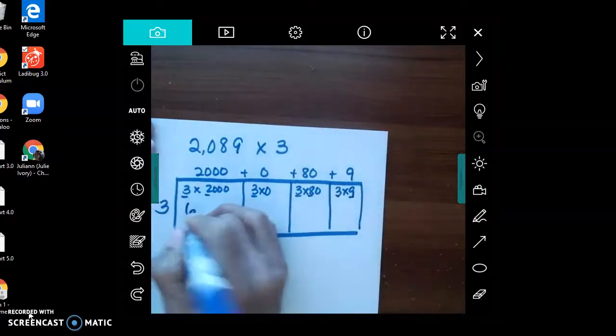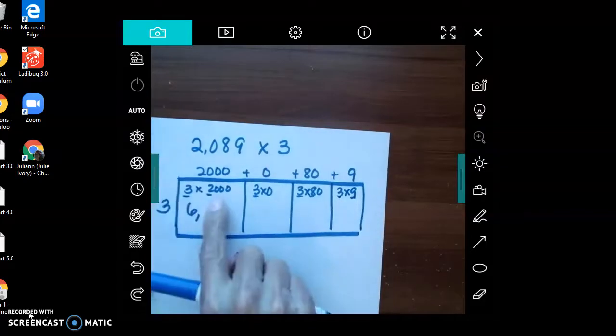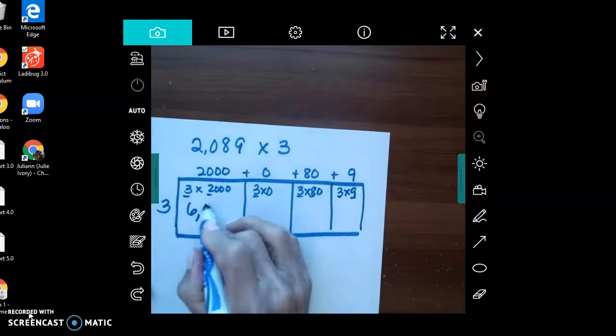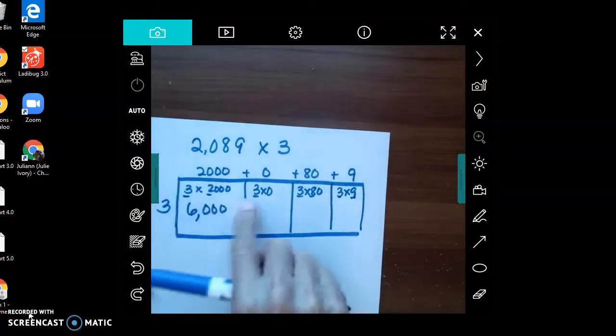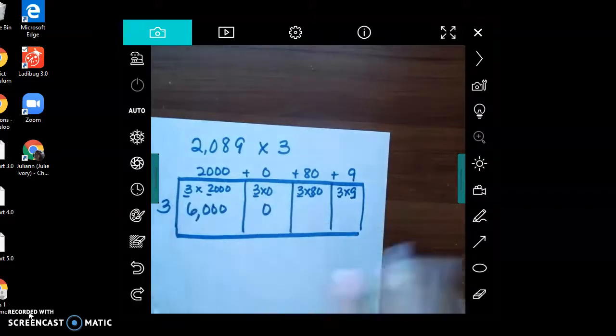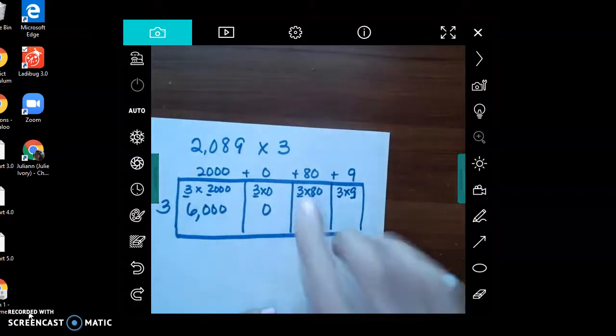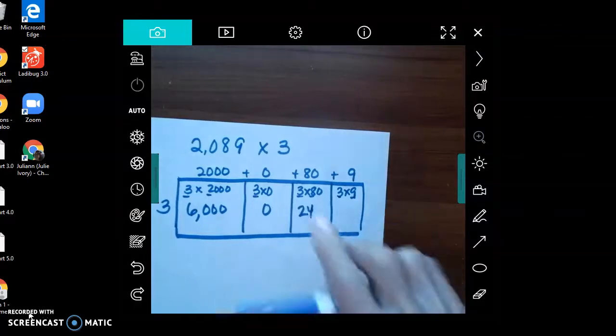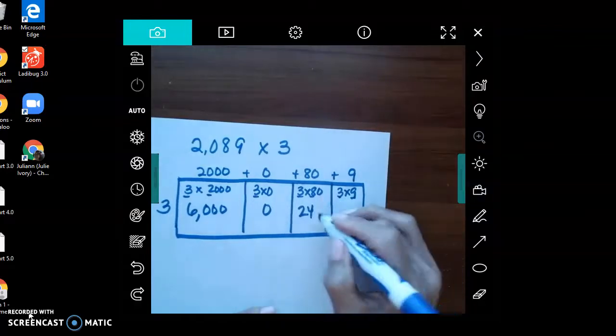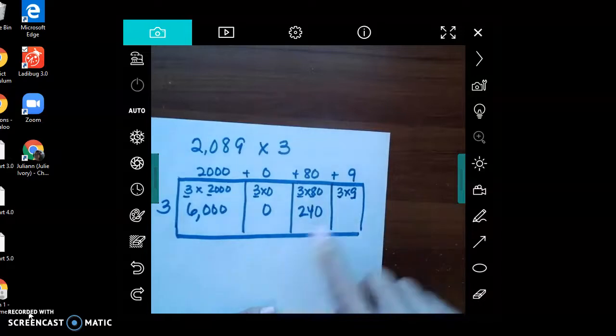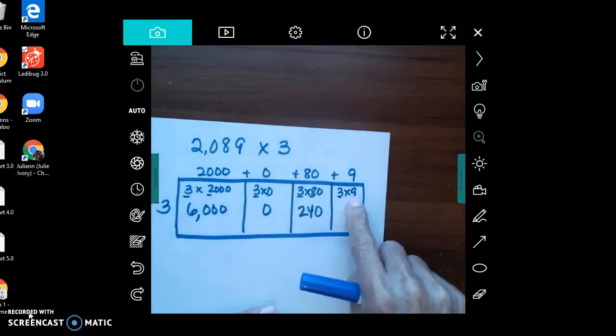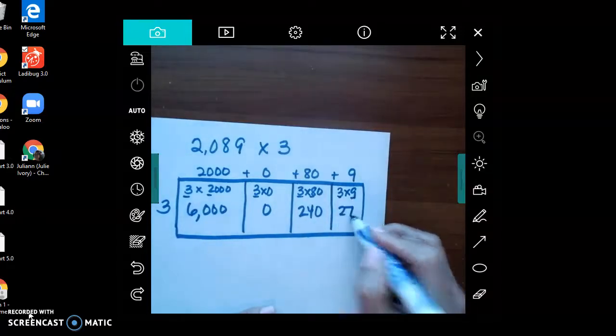3 times 2 is 6. And how many place values do we need to shift? 3. 3 times 0 is 0. 3 times 8 is 24. And we need to shift 1 place value to the left. And our ones is 3 ones times 9 ones is 27.